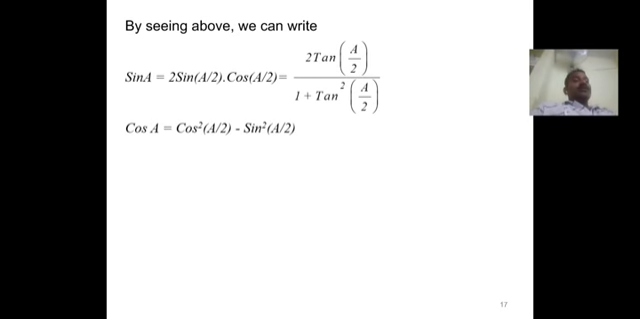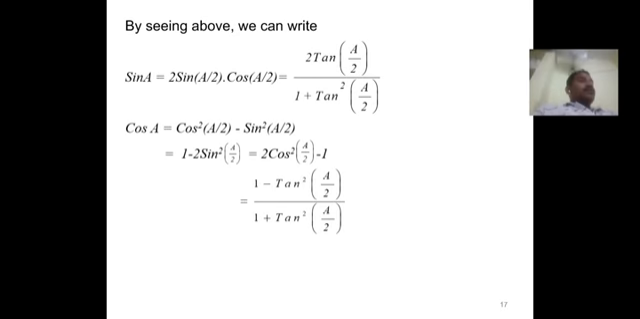Similarly, cos a is cos square a by 2 minus sin square a by 2, that is 1 minus 2 sin square a by 2, that equals 2 cos square a by 2 minus 1, that is 1 minus tan square a by 2 by 1 plus tan square a by 2. Same, tan a is 2 tan a by 2 by 1 minus tan square a by 2. And cot a is also the same. Cot a is equal to cot square a by 2 minus 1 by 2 cot a by 2.